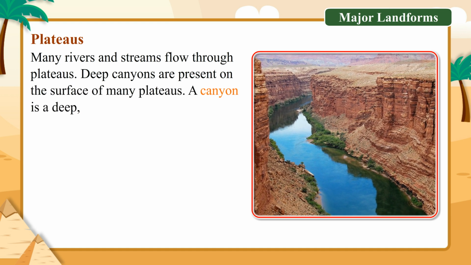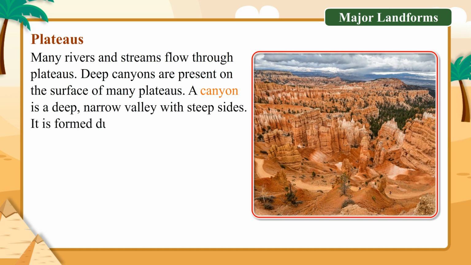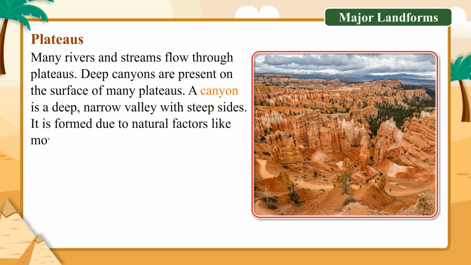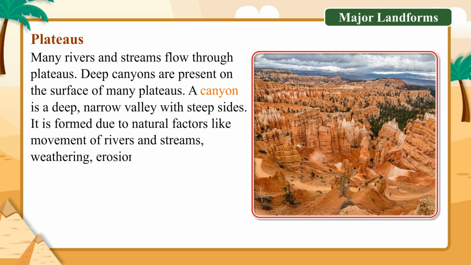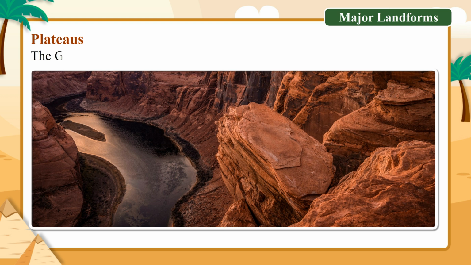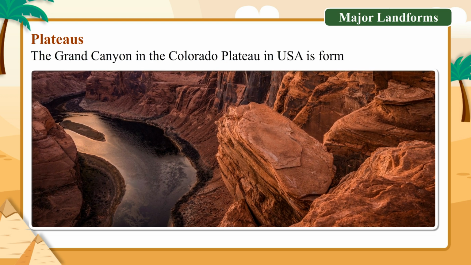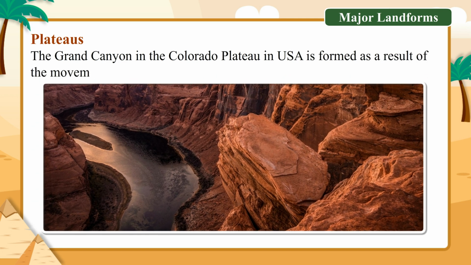A canyon is a deep, narrow valley with steep sides. It is formed due to natural factors like movement of rivers and streams, weathering, erosion, etc. The Grand Canyon in the Colorado Plateau in USA is formed as a result of the movement of the Colorado River through the plateau.